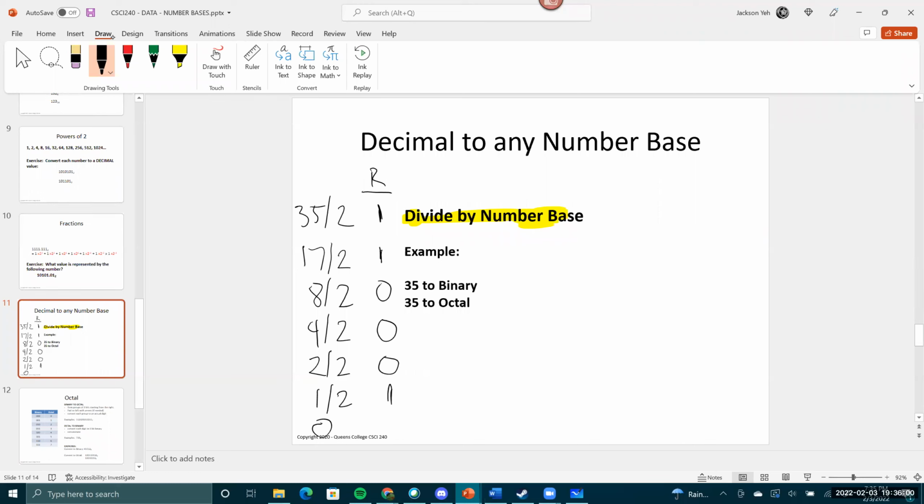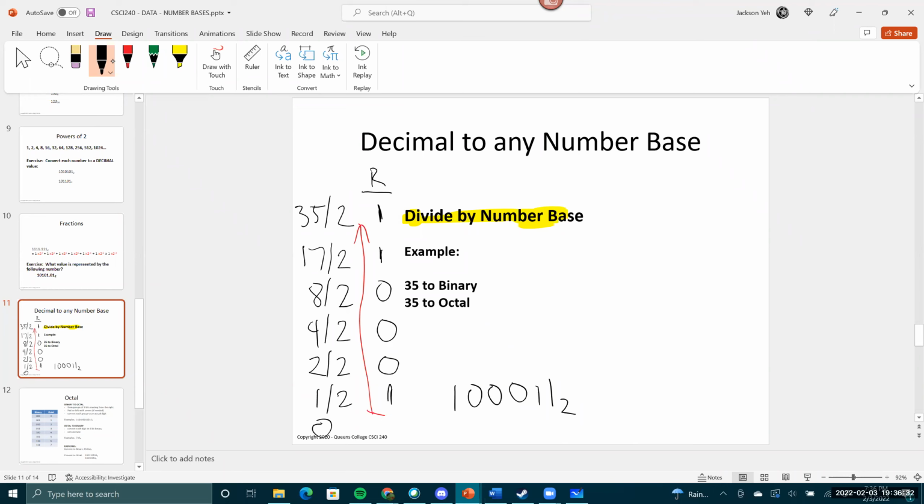Once the number gets down to 0, I take the remainders, go from bottom up, and write it out. And this is 1, 0, 0, 0, 1, 1, base 2. And that's your binary. So 35, if I divide by 2 and keep track of the remainder, that will give me my binary number, the base 2 number.